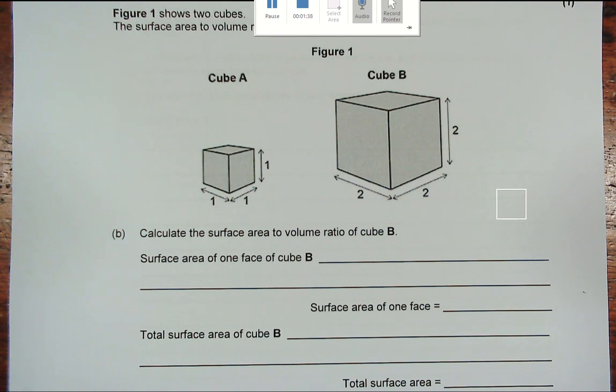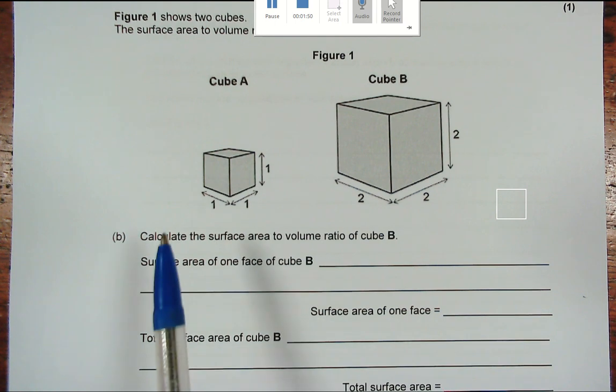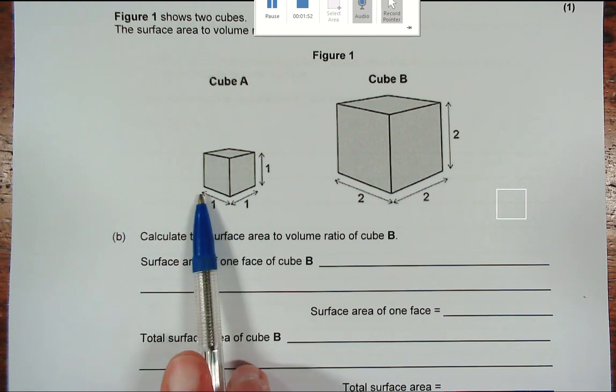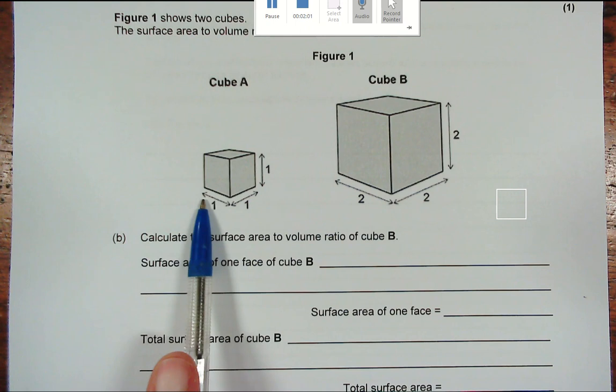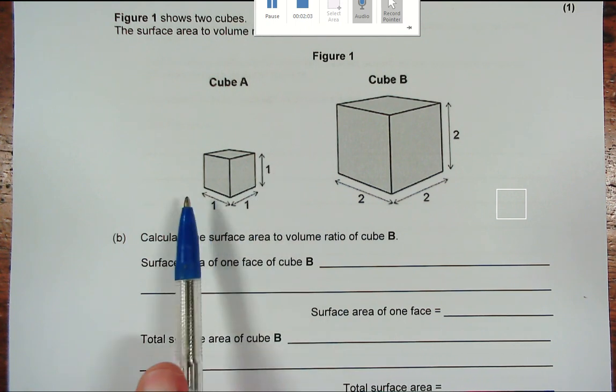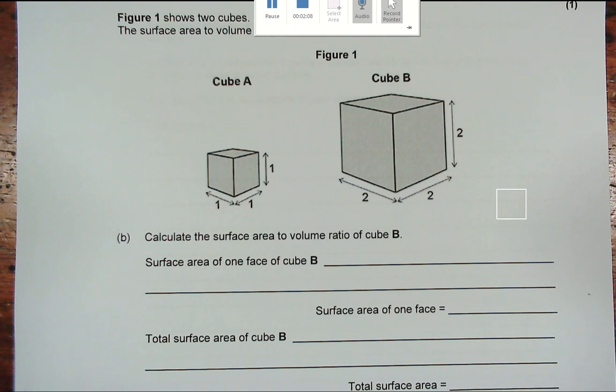So let's have a look at figure 1. So we've got two cubes here, and the surface area to volume ratio for cube A is 6 to 1, so they've worked that out for us already. So we can see that cube A has 1, it doesn't give us a unit here, but we assume it could be in centimetres or millimetres or even micrometres if we're thinking about cells. 1 and 1 and 1 for its length and its depth and its height. And cube B is double the size, 2 and 2 and 2.